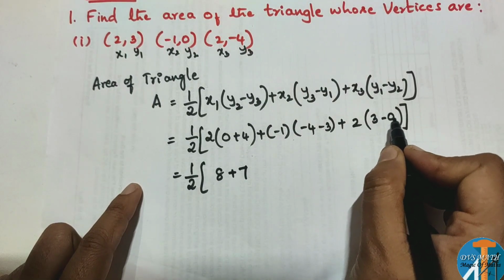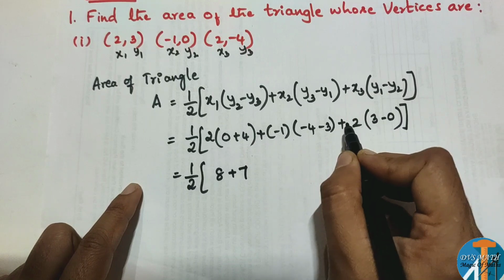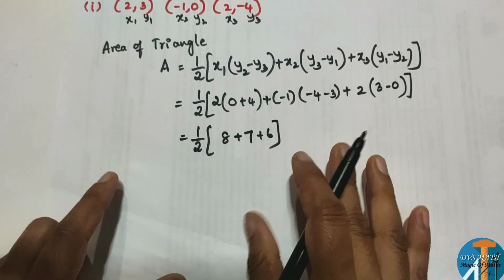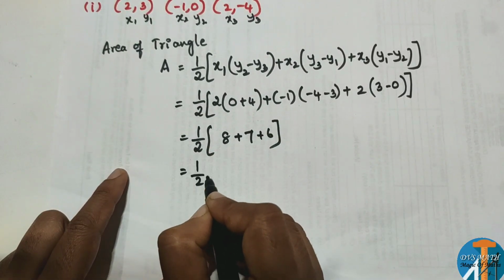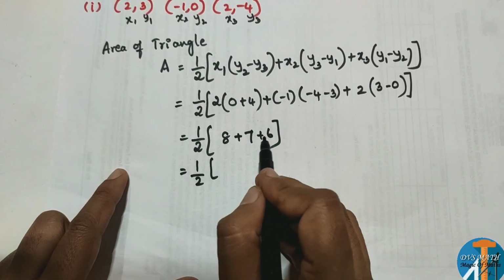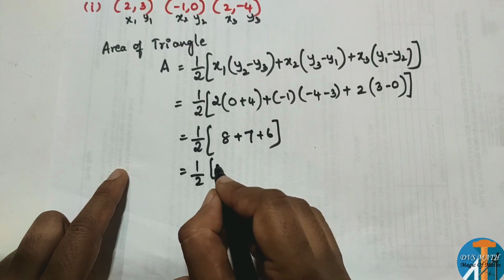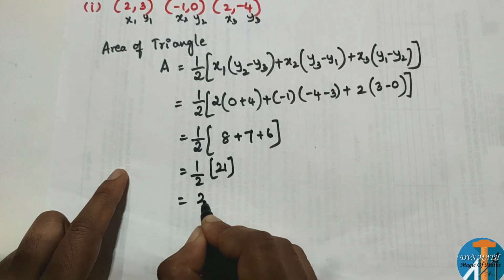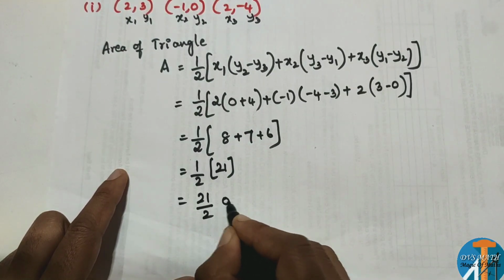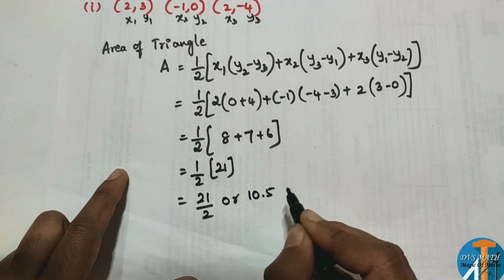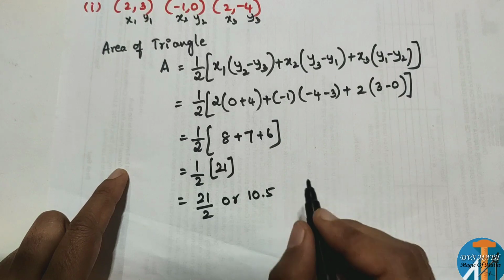Again 3 minus 0, 3. 3 2s are 6, so plus 6. Now let us add all these. If we add all these, what will you get? 8 plus 7 plus 6. 8 plus 7 is 15, 15 plus 6 is 21. So directly you can write it as 21 by 2, or half of 21. How much will you get? 10.5, right? So 10.5 square units you have to write.